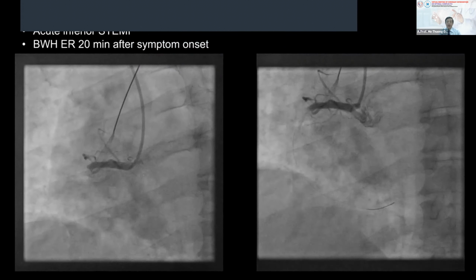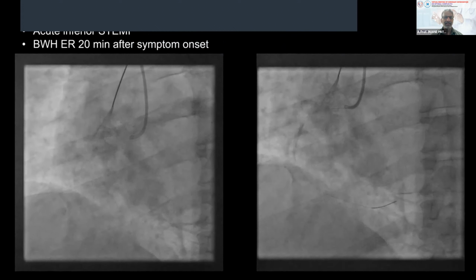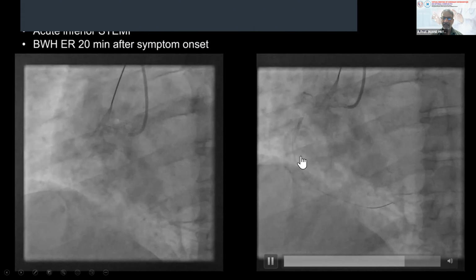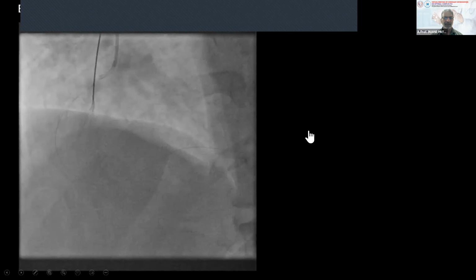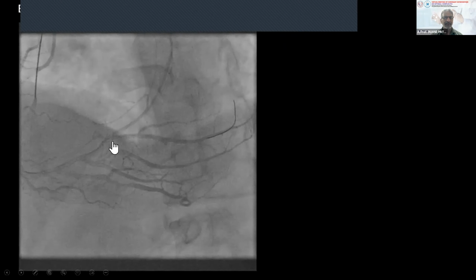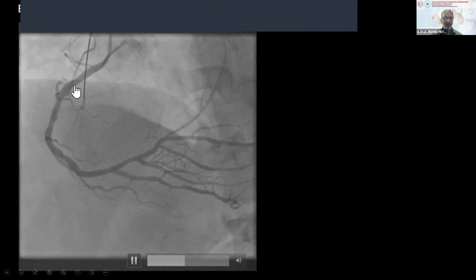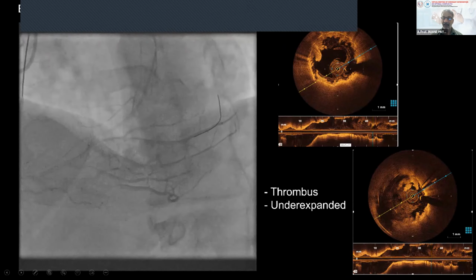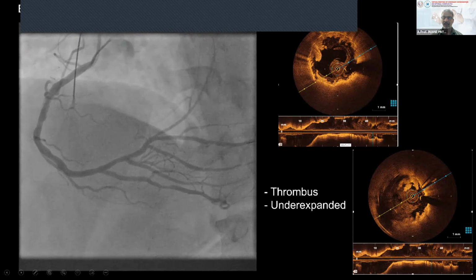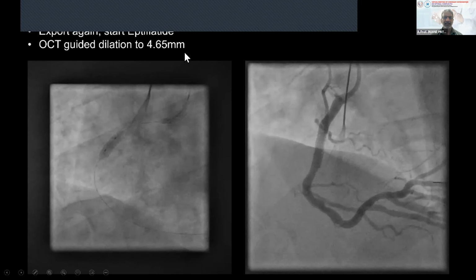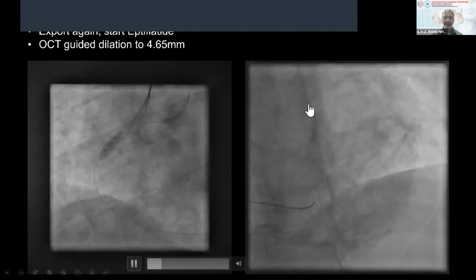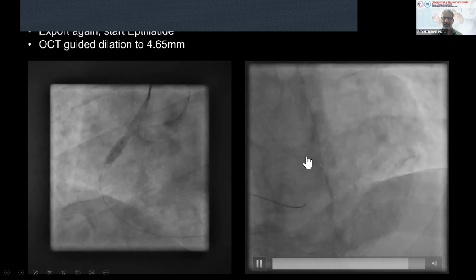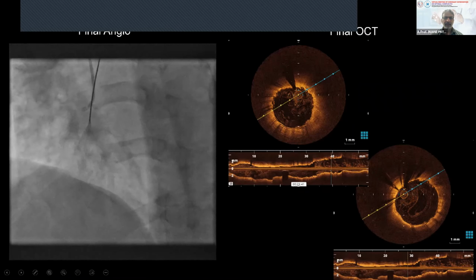And then finally, a gentleman with an acute inferior STEMI was brought to the emergency department 20 minutes after symptom onset, with total occlusion of the right coronary artery in a stented segment that was profoundly underexpanded, even though it looks pretty good angiographically. But I think we can make out that this is a very large artery. And OCT confirmed that there was a lot of thrombus and a very underexpanded stent in a very large artery. So this was opened appropriately, dilated above 4.5 millimeters. And this is the final result. You can see that the artery is much better sized to the distal vessel. This is the final angiography.